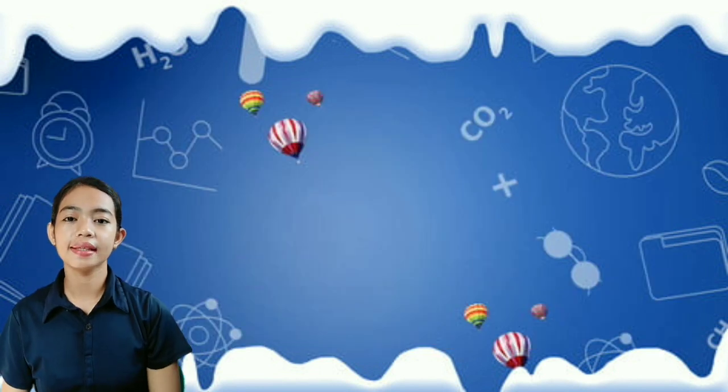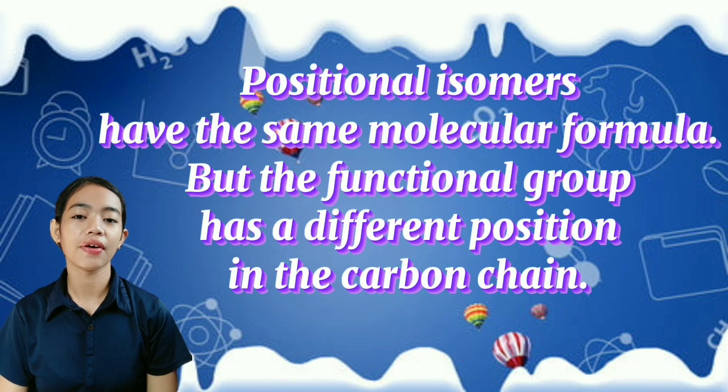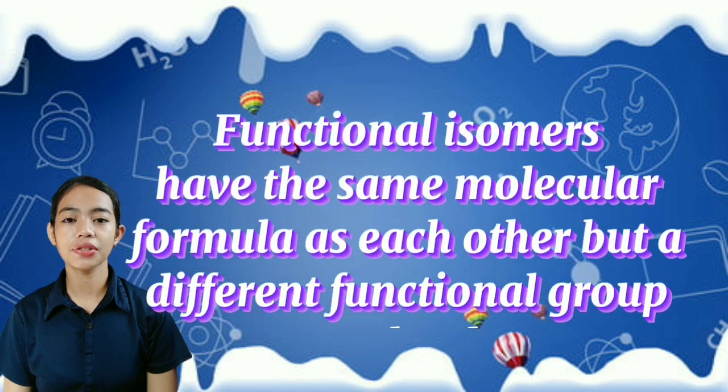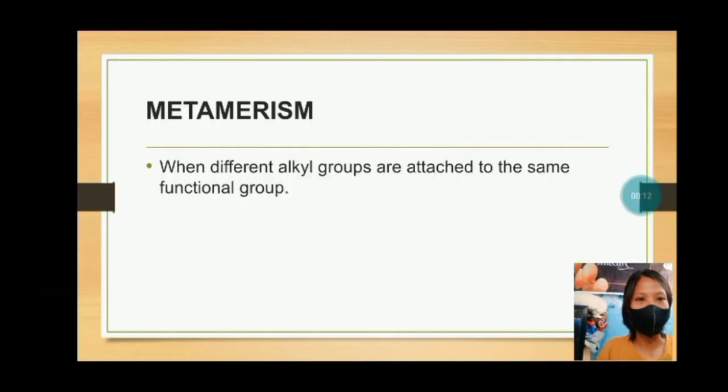So far, we have seen that chain isomers have the same molecular formula but a different arrangement of carbons. Positional isomers have the same molecular formula but the functional group has a different position in the carbon chain. And functional isomers have the same molecular formula as each other, but a different functional group to each other. Metamerism: when different alkyl groups are attached to the same functional group.